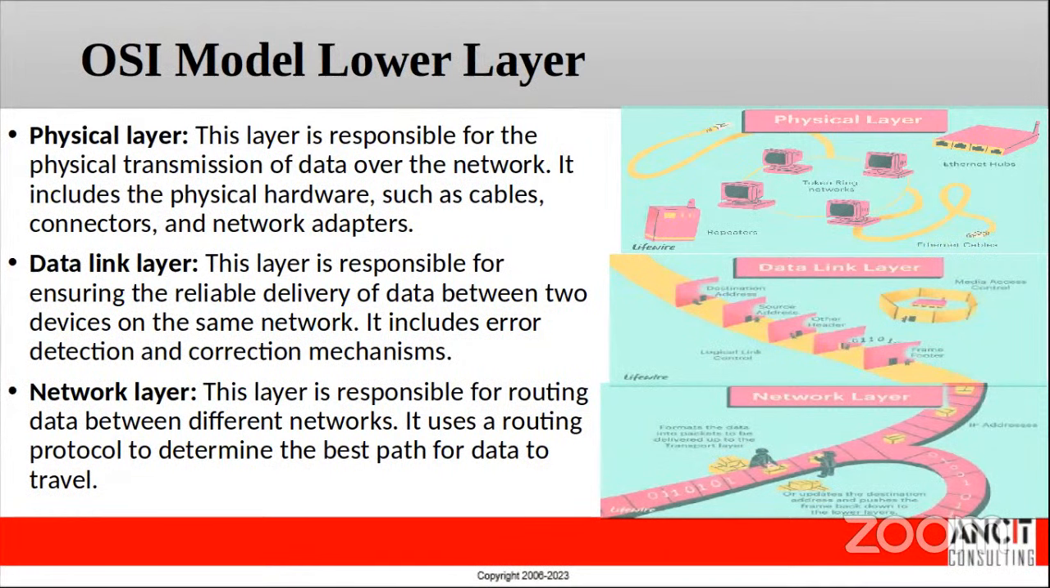The second one is the data link layer. This layer is responsible for ensuring the reliable delivery of data between two devices on the same network. In the data link layer, we receive data from the physical layer, which arrives as frames. The data link layer does two things: transmission and receiving. It takes data from the physical layer and gives it to the network layer, and at transmitting time, it takes data from the network layer and gives it to the physical layer. Every layer does the same work.